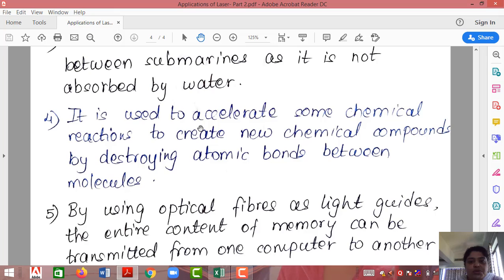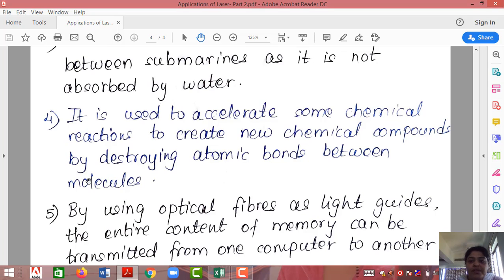It is also used to accelerate or speed up some chemical reactions to create new chemical compounds by destroying the atomic bonds between the molecules. The entire material is not destroyed, only the bonds are destroyed. And a chemical reaction can be initiated or it can be speeded up. That means it can be accelerated.